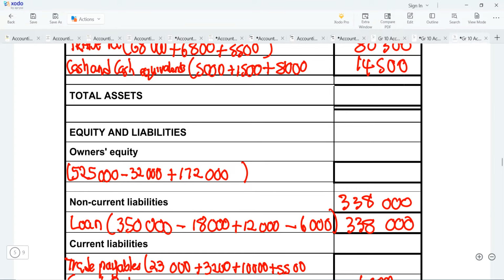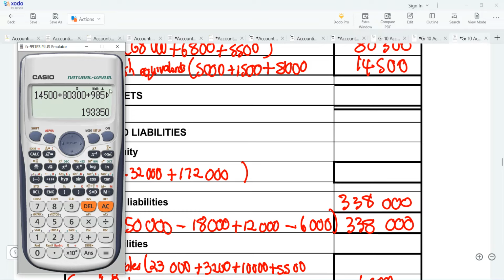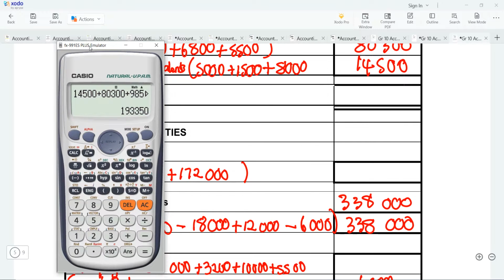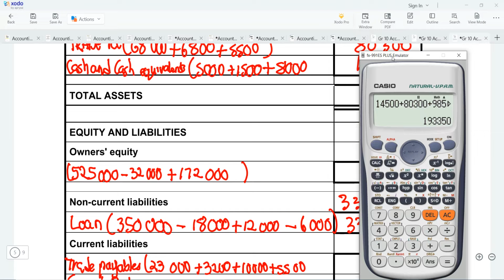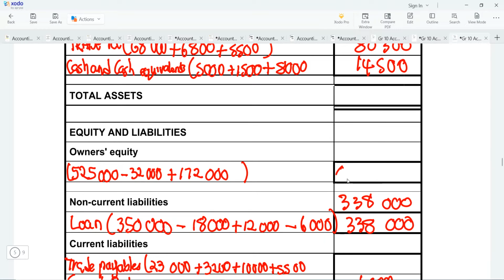Okay, so now we're going to go to our equity part. They're saying that we have to say 525,000 plus 172,000, and we're going to subtract 32,000. It is giving us 665,000. So we're going to have our 665,000 here.